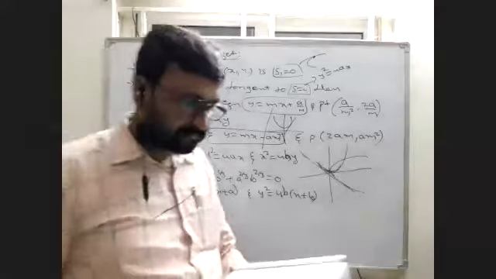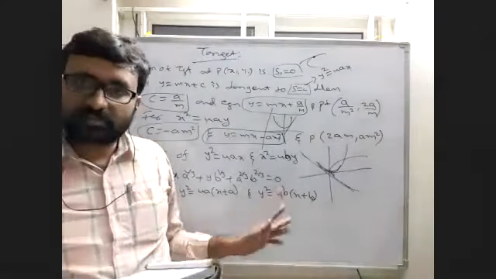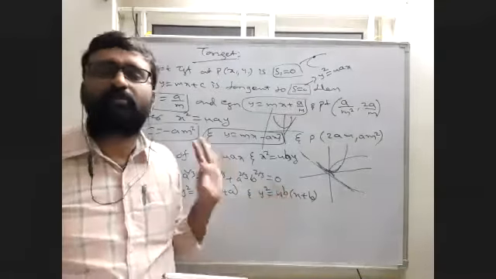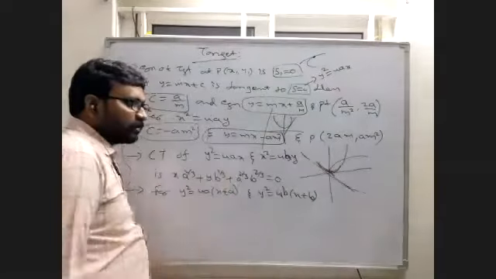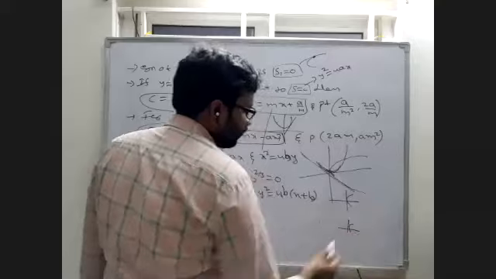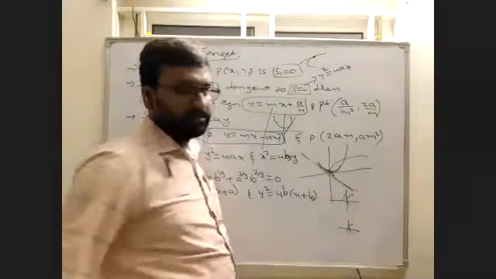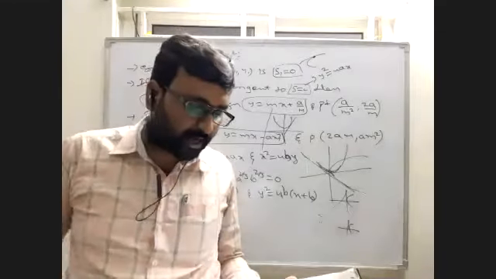And he's saying, if the tangents from an external point P to these two parabolas, suppose this is one parabola and this is one more parabola, if you draw tangents from P to the parabolas, they are at right angles.